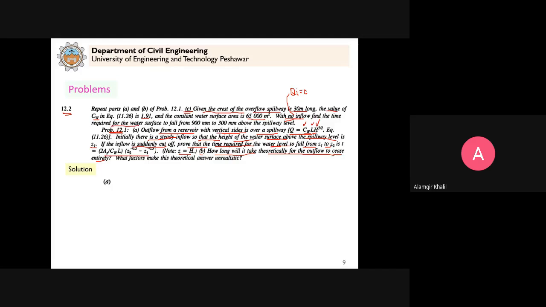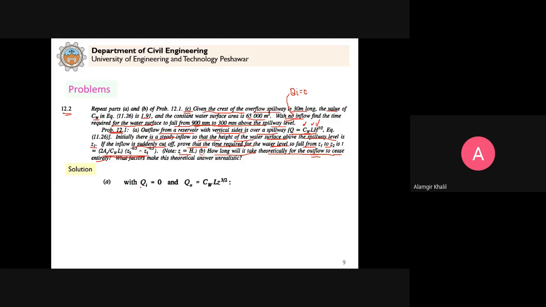Find the time required for the water level to fall from 900 millimeter to 300 millimeter above the spillway level. Now in this question we have three parts. In the first part we have to prove this equation for a spillway, then in the second part how much time it will take for the outflow to stop, and in part C how much time it will take for the water level to change from 900 millimeter to 300 millimeter over the spillway level.